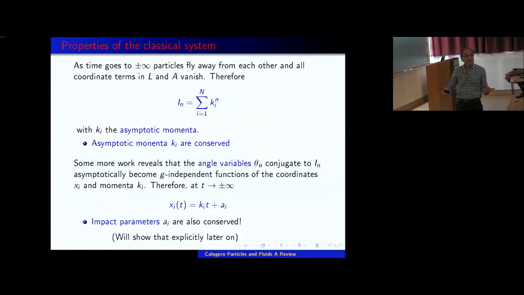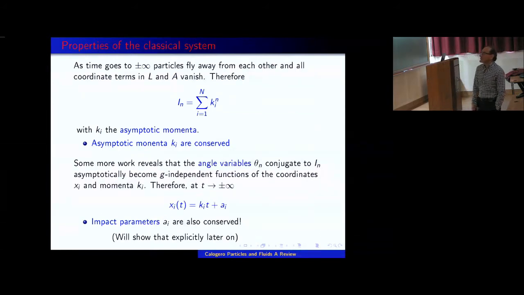Therefore, the asymptotic momenta must be conserved. Because if you have the sum of all the powers of these momenta being the same both before the particles interact and after they interact, the only possibility to have these quantities equal is that these actual momenta are equal up to a permutation, because these are permutation invariant quantities.